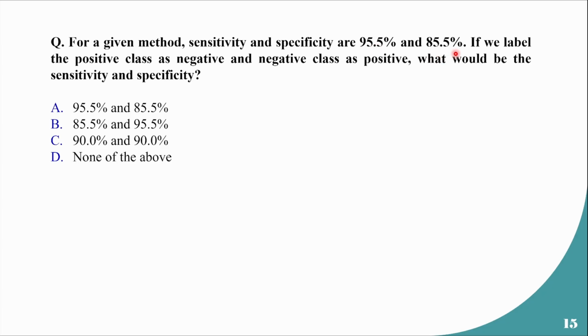Now it is saying that the labels for your data, the positive class and the negative class, are switched. So your positive class has now become the negative class, and the negative labeled class has now become the positive labeled one, right? So then what would be the impact on the sensitivity and specificity? Will there even be an impact in this matter, or what kind of values would it change to? So what do you think?